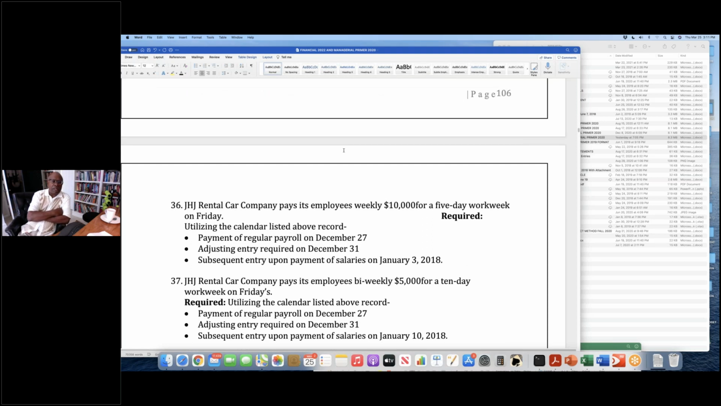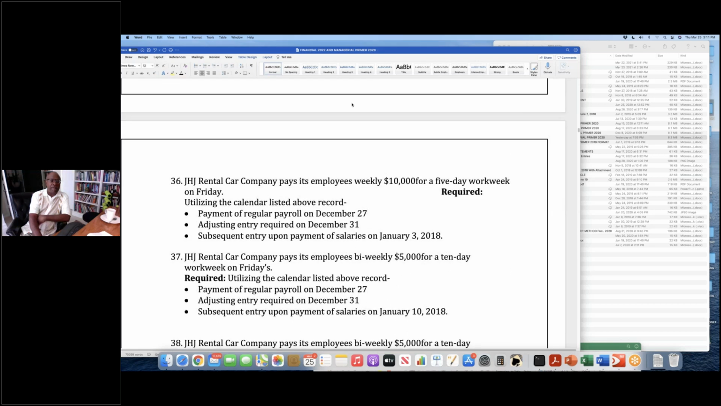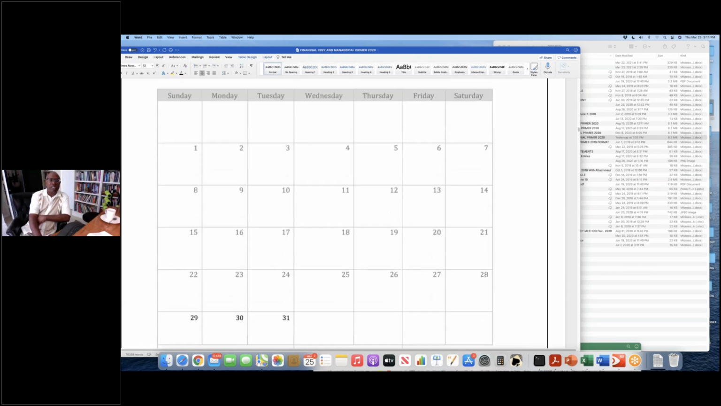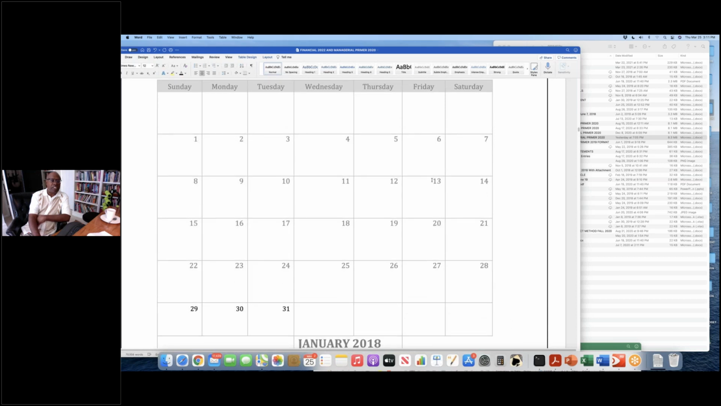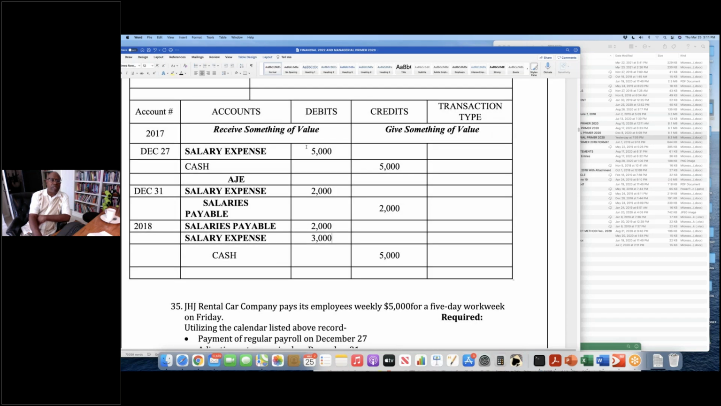JHJ Rental Car Company pays its employees bi-weekly $5,000 for a 10-day period. They make their last payroll on December 27th. Then they have those same 2 days in the next year. So now we're paying them $5,000 every 10 days. They got a check on the 13th for 5,000, and a check on the 27th for 5,000. So now we have to put these entries in, but it's a bi-weekly payroll now.